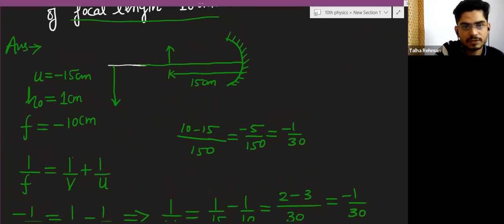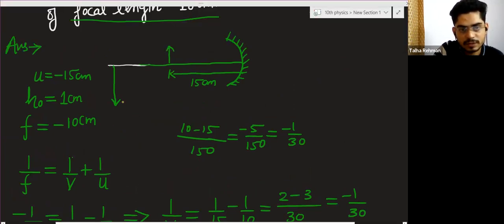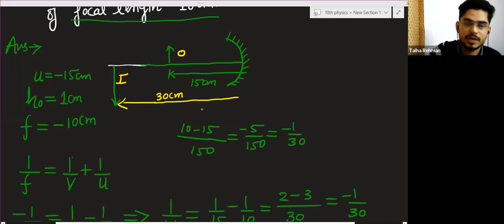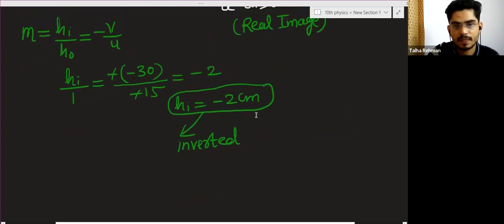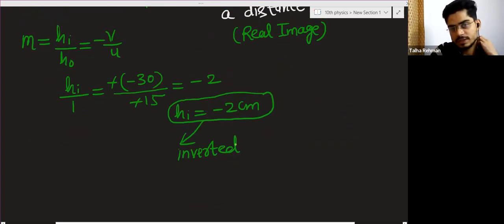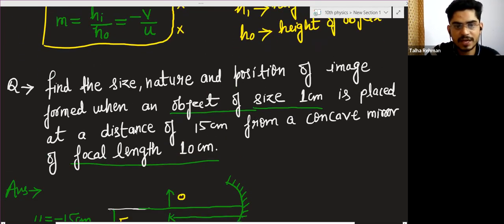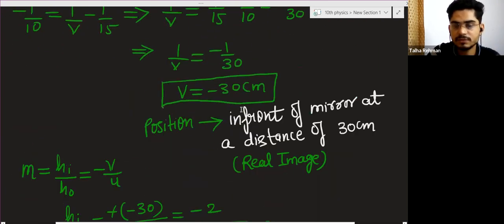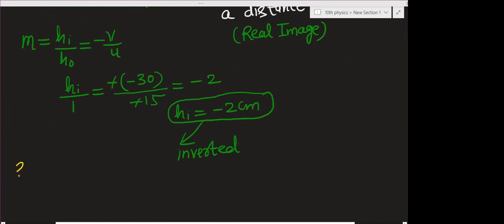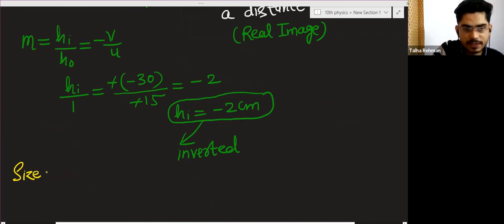And the distance of this image, this is the image, this is the object, this is at a distance of 30 centimeter. And please remember one thing, this is inverted. So the first question was the size of image. So the size of image is 2 centimeter. Yes. So you can write here size equal to 2 centimeter.